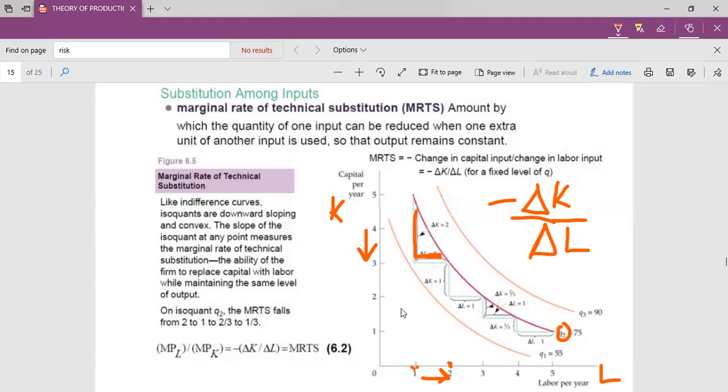Okay, there it can be 1 if we are considering this section here. But if we are considering from 3 up to 5, that one will be what? It will be 2 over 1. Yes.